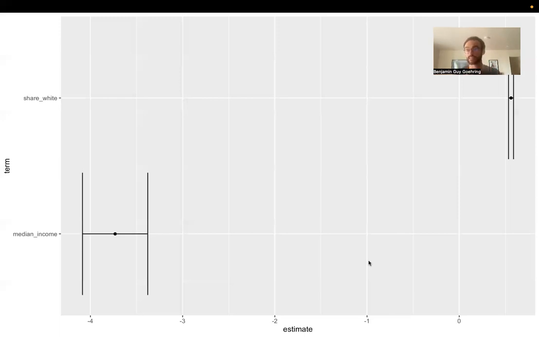So this is just to say this is another way to display regressions. If I was writing a paper on this, I would probably include a plot like this in the paper and then put the full regression output, the table, in the appendix. So I'd have the plot in the paper, the table in the appendix.